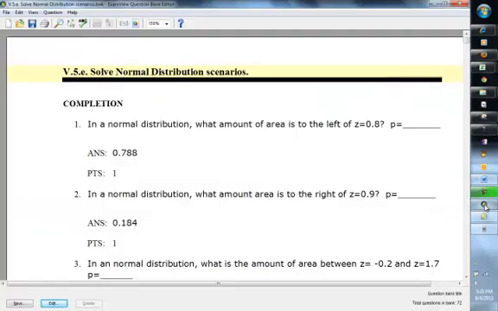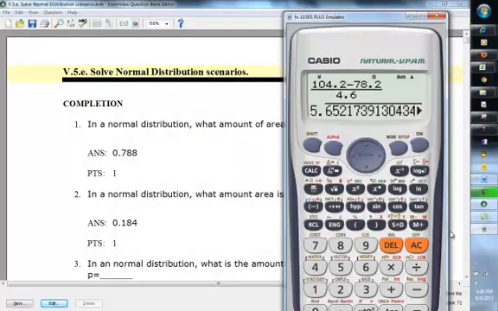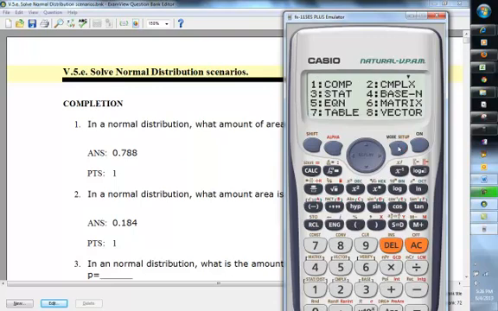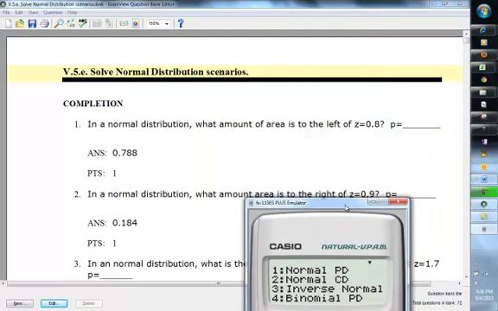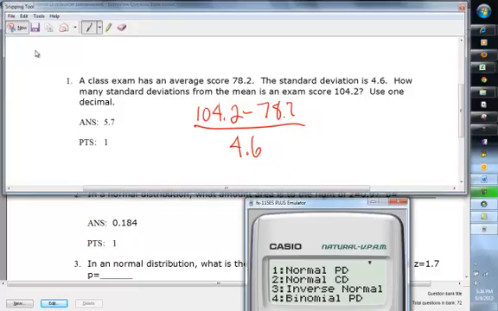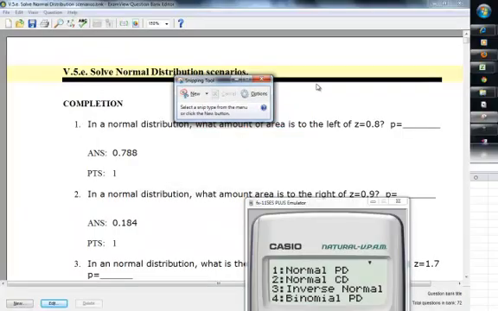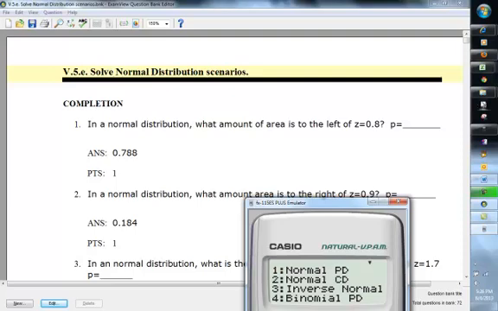Last thing we have to do is solve normal distribution problems, and that's easily accomplished if you use your calculator. We're going to do mode and distributions, which is number 3. Notice I had to go arrow down to get to distributions. All right, let's look at this first one. It's always good to draw a picture of the problem that you're dealing with.